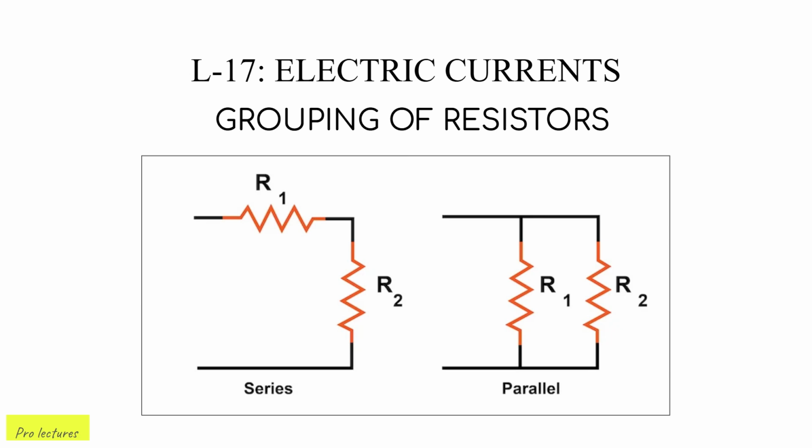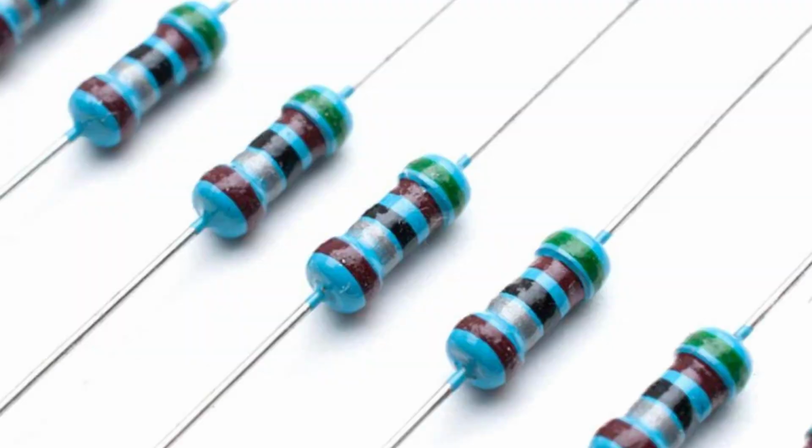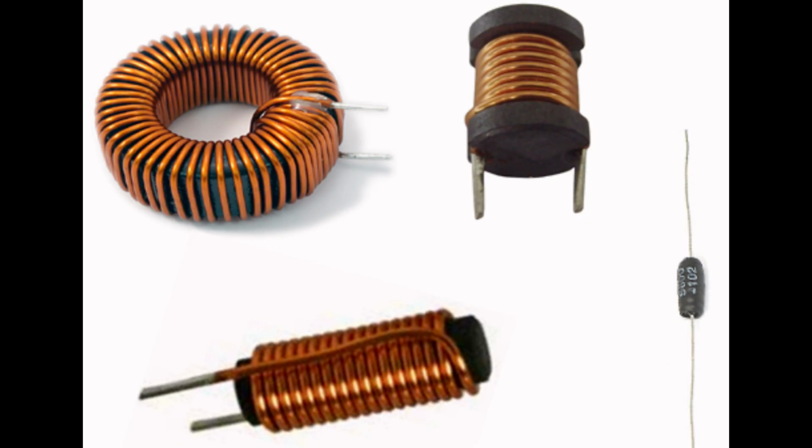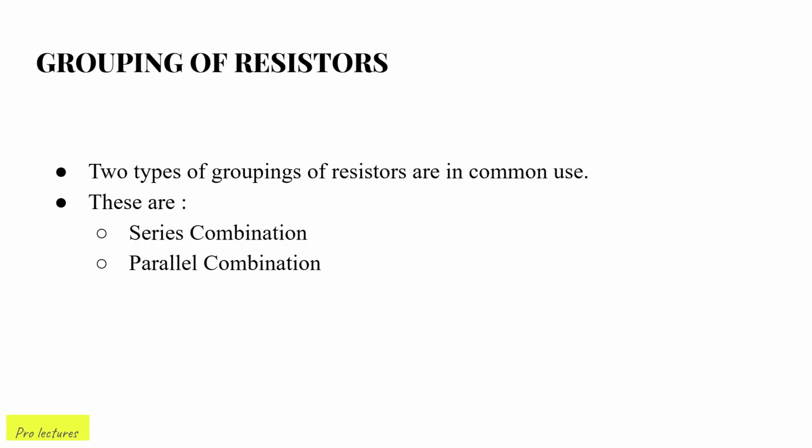Welcome back. Today we are exploring how resistors can be grouped together in electrical circuits and how they affect the flow of current. So let's dive into series and parallel combination of resistors. In any electrical circuit, you'll find a variety of components: batteries, resistors, capacitors, inductors, and more. And these components control the flow of current. Now, resistors come in two types of combinations: series combination and parallel combination.